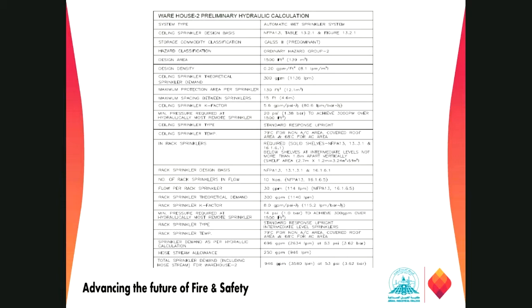Right? And based on that, the theoretical sprinkler demand is 300 GPM. The demand for the theoretical we have 300 GPM, right? Which is calculated based on the area. The maximum protection area per sprinkler is 130 square feet from NFPA tables, right? Maximum spacing between sprinklers allowed is 4.6 meters as per NFPA. The K factor in the ceiling. This is from one of the projects, right? So those projects require the ceiling sprinklers and also they require the rack sprinklers, right?